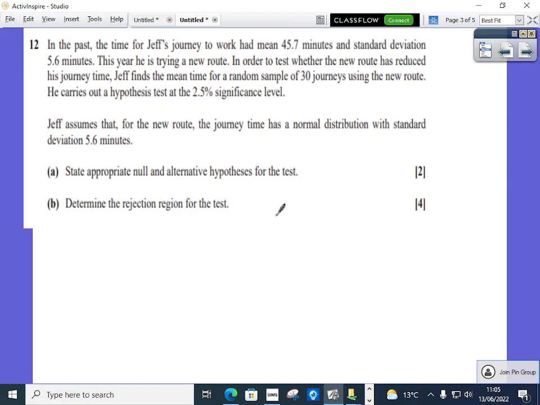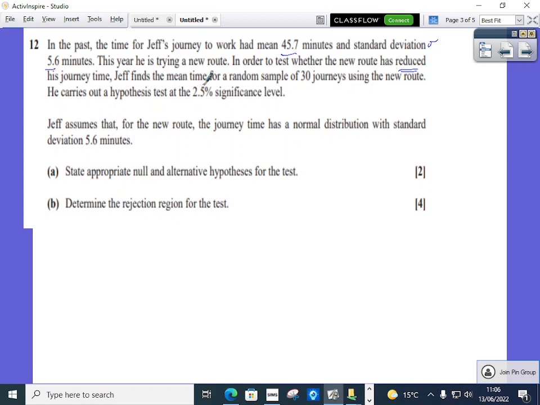Okay, let's have a quick read. It goes, in the past, the time for Jeff's journey to work had a mean of 45.7 minutes and a standard deviation, so that is sigma already, 5.6. This year he is trying a new route in order to test whether the new route has reduced, I'm going to underline that one, his journey time.